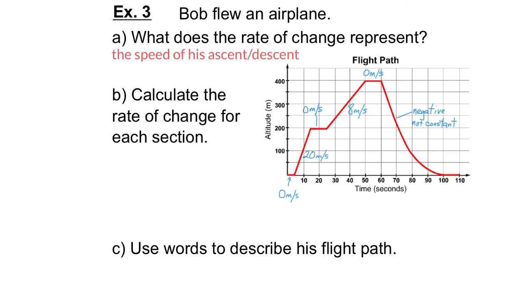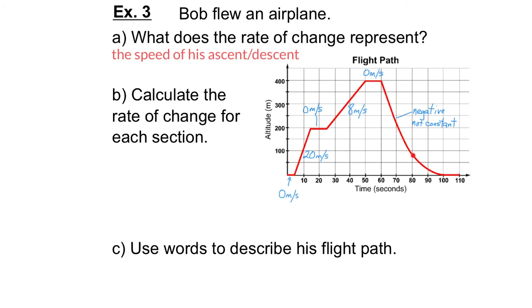For this section, do a similar process. What's the rise? Well, it goes up 200 meters over a span of, well, from 25 to 50, so over a span of 25 seconds. So do 200 divided by 25, that's 8 meters per second.